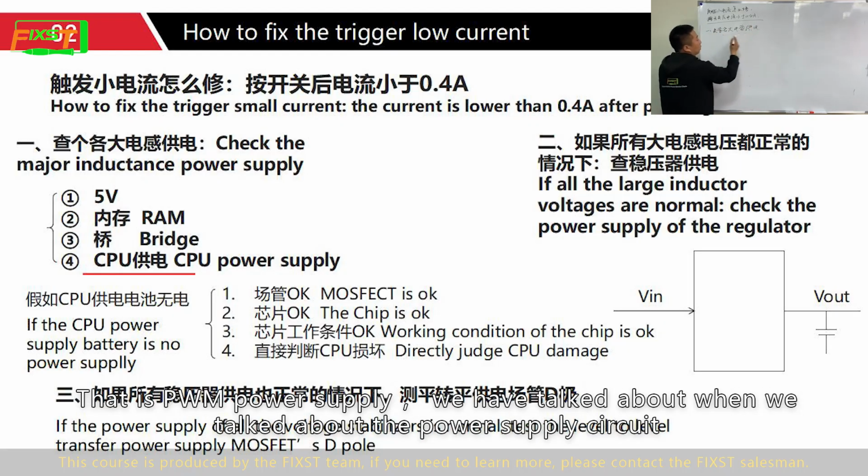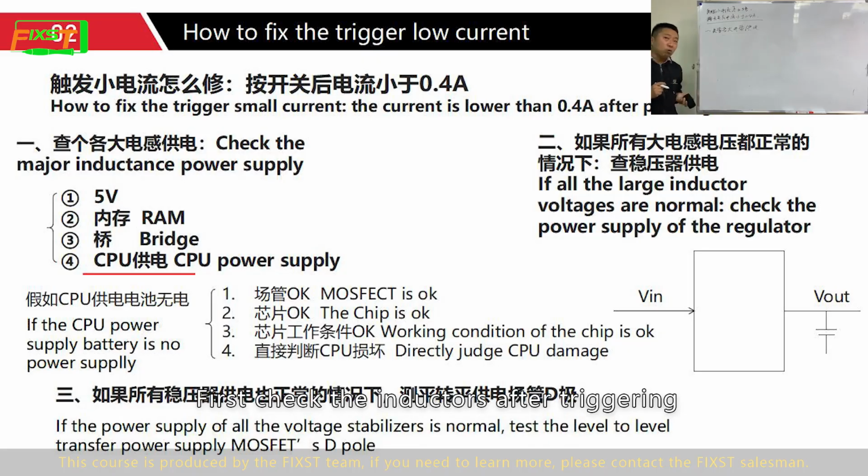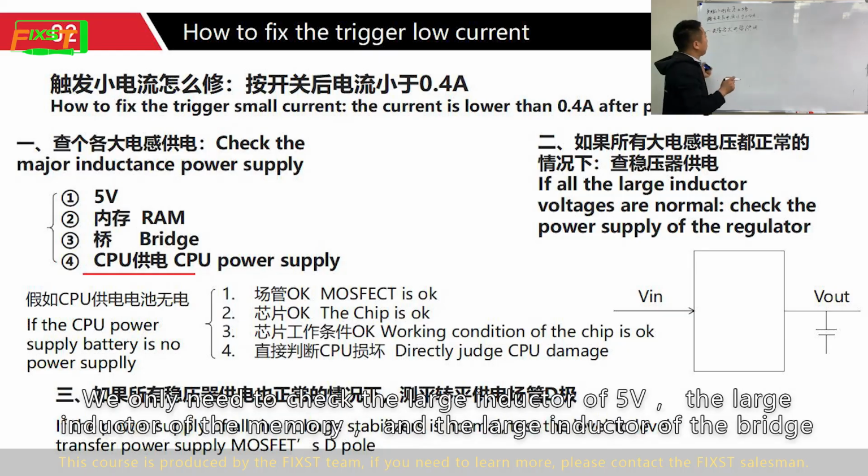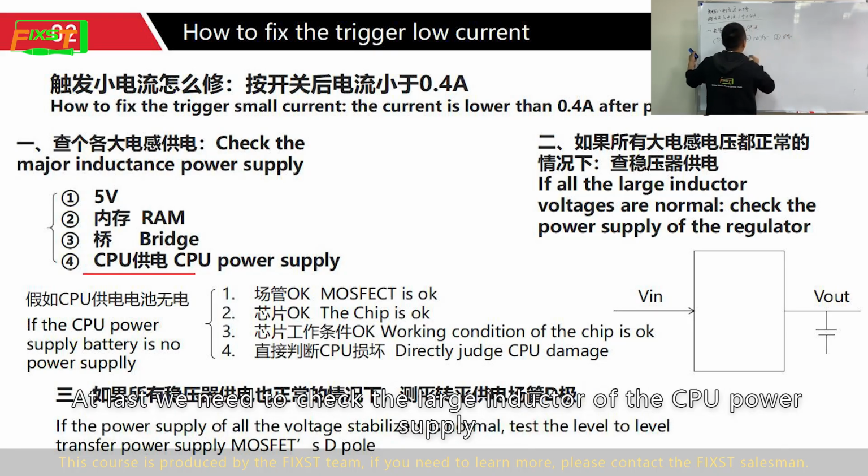We have talked about this when we talked about the power supply circuit. First check the inductors after triggering. Then 3V does not need to be checked again, because 3V is already working during standby. We only need to check the large inductor of 5V, the large inductor of the memory, and the large inductor of the bridge. At last, we need to check the large inductor of the CPU power supply.